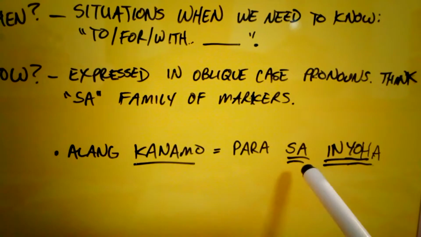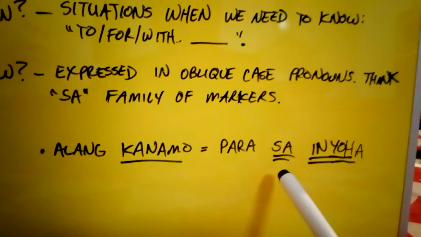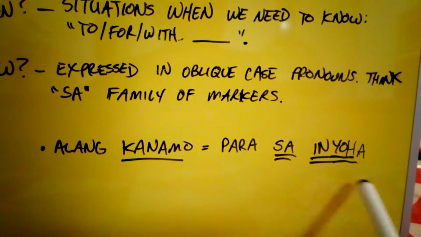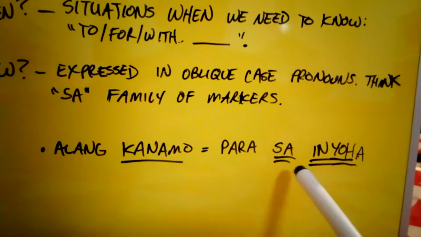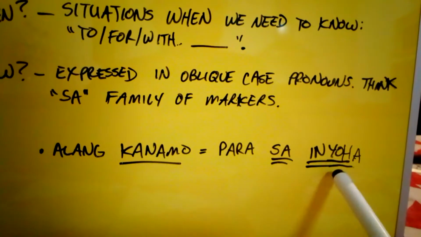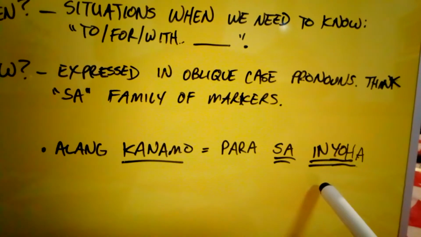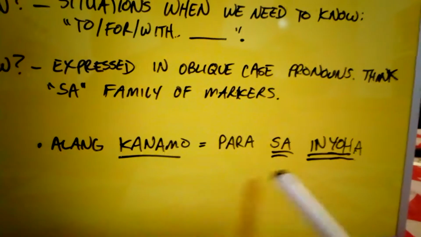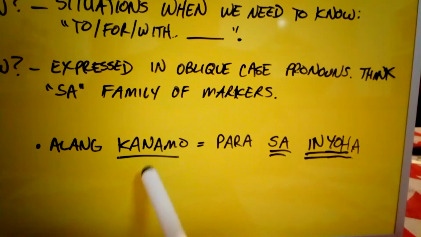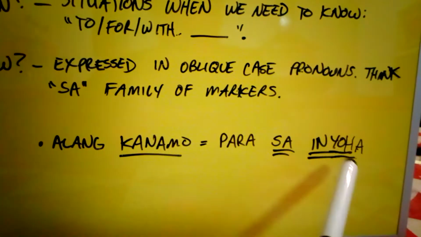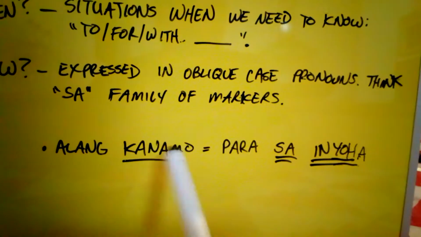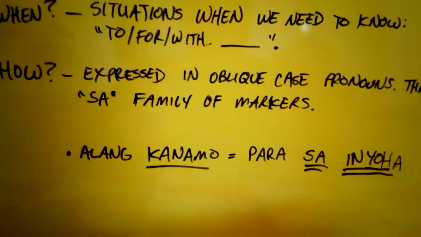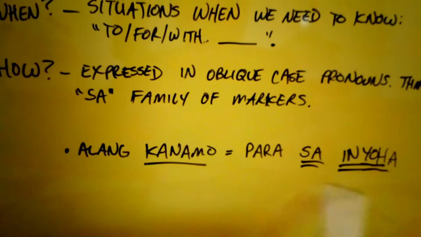So this is also written in the oblique case, but not necessarily oblique. It's in the oblique case, but written in the ergative case. That's what I want to say. So sa inyo ha, or sa inyo, is written in the ergative case, right? It's written ergatively, but we know this as an oblique setting, just like kanamo. Kanamo is actually more preferred than sa inyo or sa inyo ha. This sounds a lot better because it's in the proper oblique case, right?